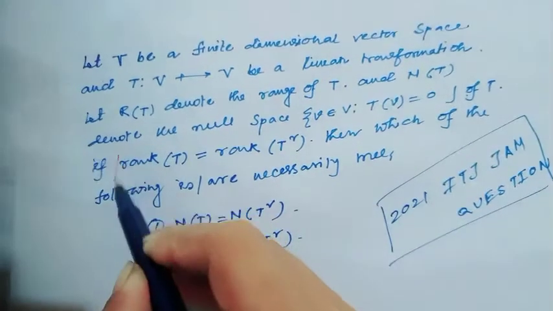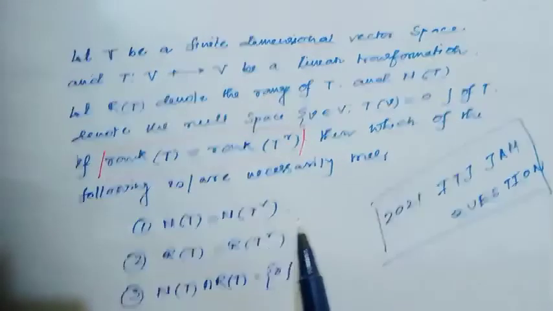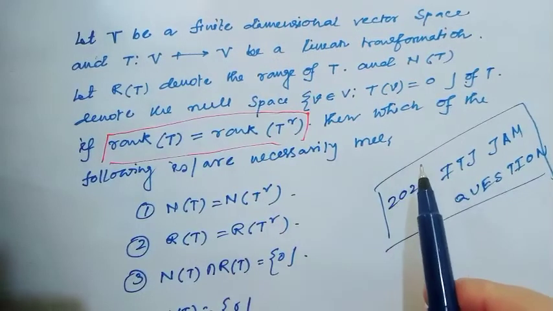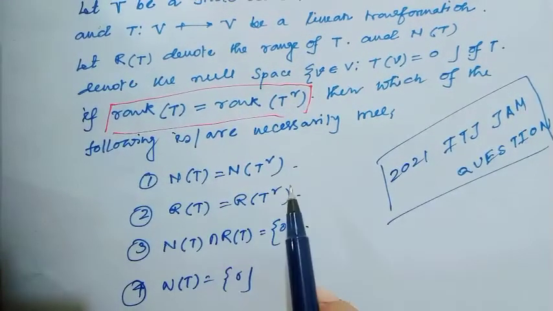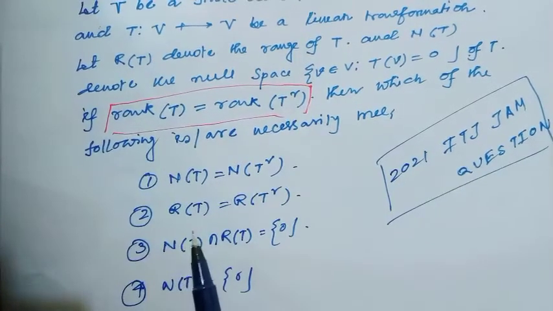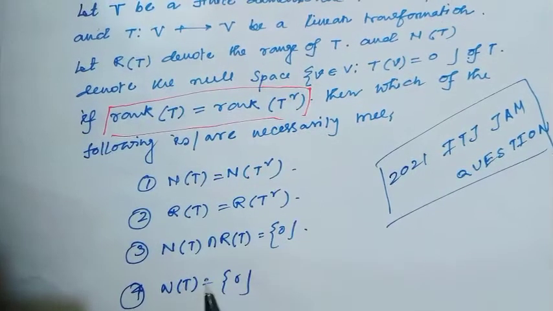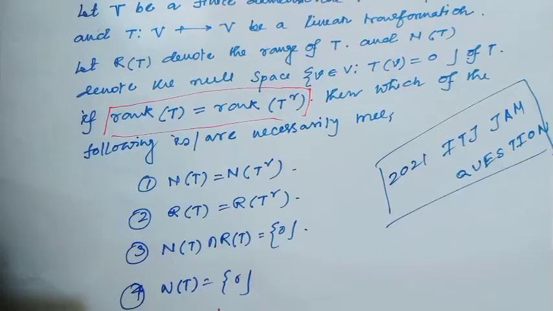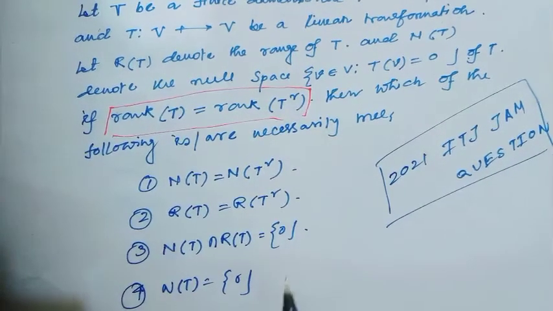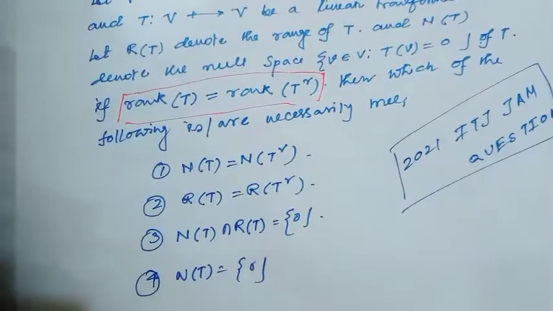And if rank of T equal to rank of T square, then which of the following statements is necessarily true? Option 1, nullity of T equal to nullity of T square. Option 2, rank of T equal to rank of T square. Option 3, nullity T intersection rank of T equal to singleton set 0. And option 4, nullity T equal to singleton set 0. This is a very basic question.